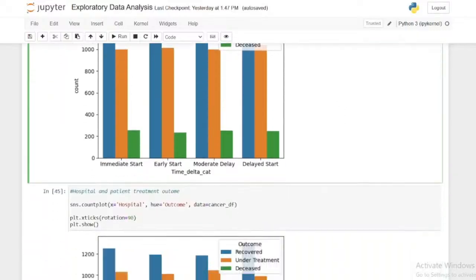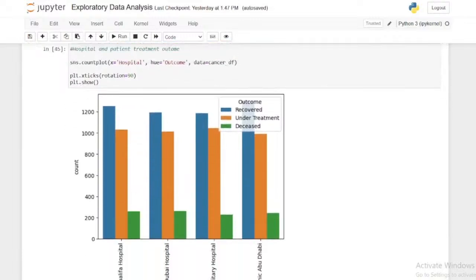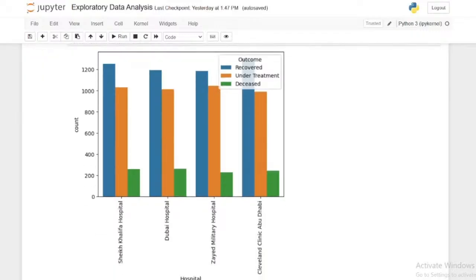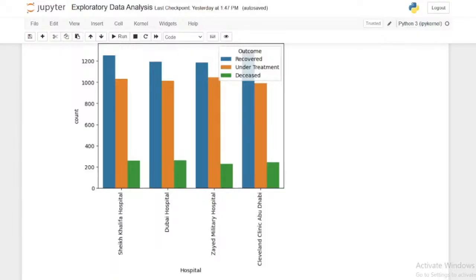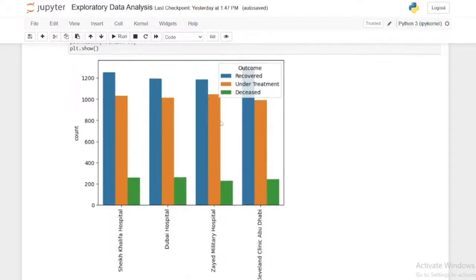I ended this by looking at the various hospitals and the treatment outcomes. So we want to see, is it that in a particular hospital patients are recovering more, or in a particular hospital patients are dying? So we want to know those answers. We can see for the Cleveland Clinic Abu Dhabi, we have more recovered patients, but if you look across other outcomes, they are technically also on the same level.